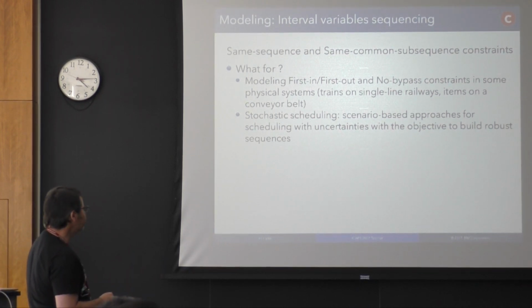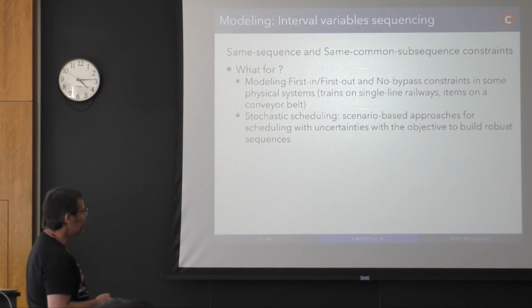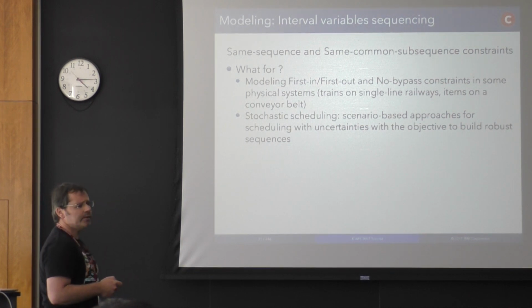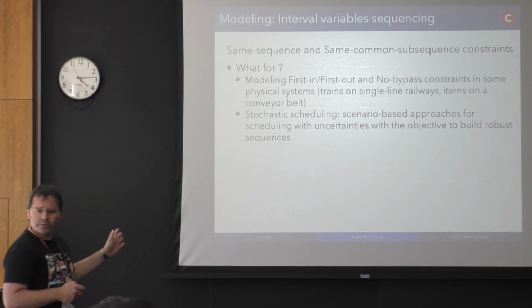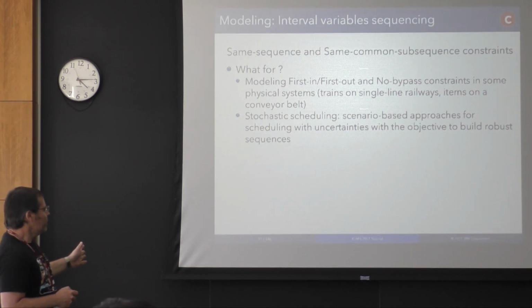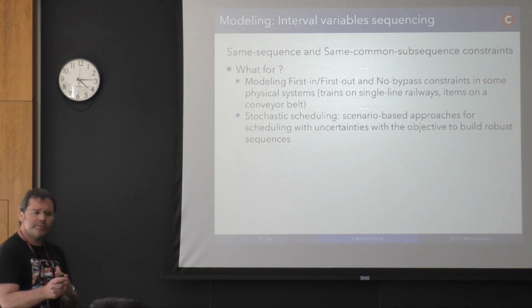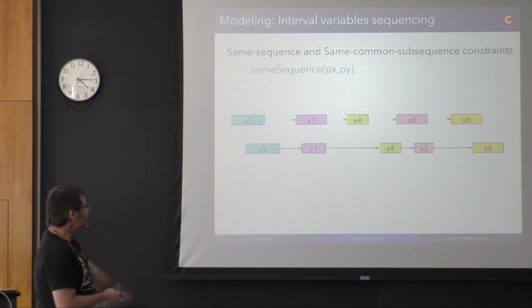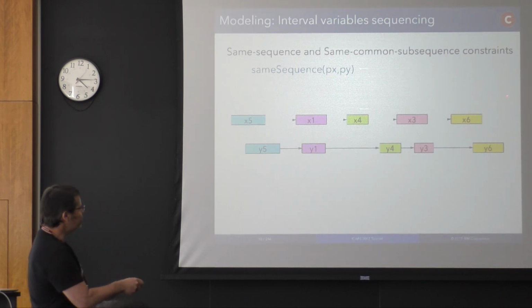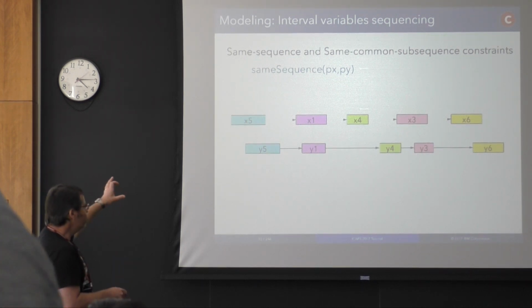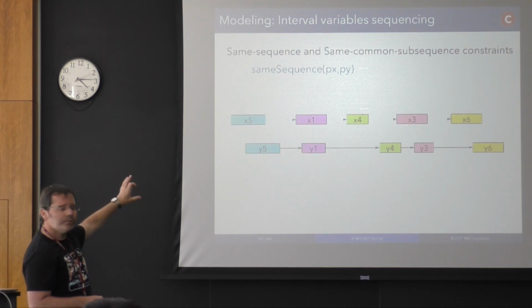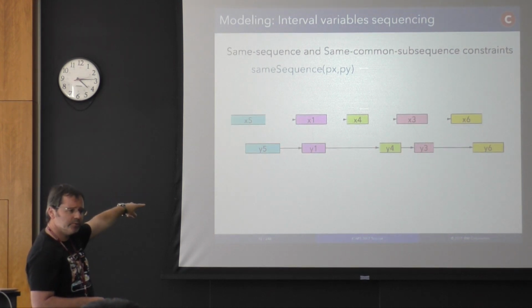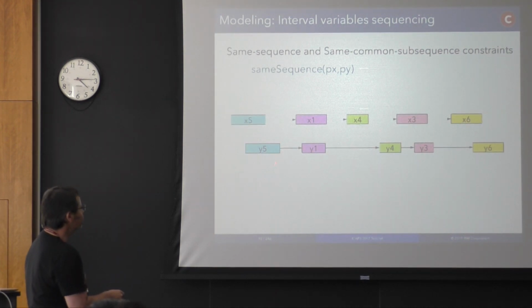I have a small example, and we will see this can also be very useful in stochastic scheduling. With this type of constraint, you can do stochastic scheduling where the objective is to build robust sequences. Let's see what it says. You have two sequence variables, and you suppose you have a mapping between the intervals on the first sequence and the intervals on the second sequence. Here this is a color.